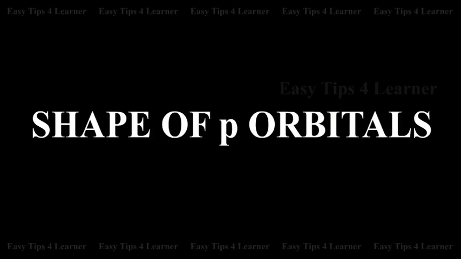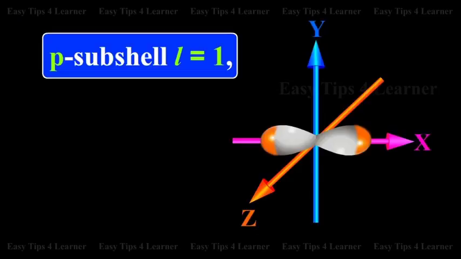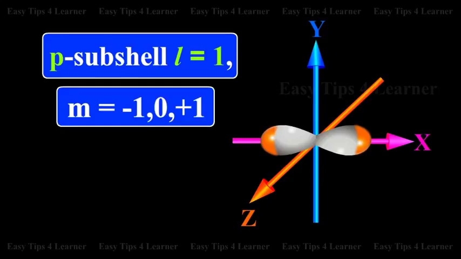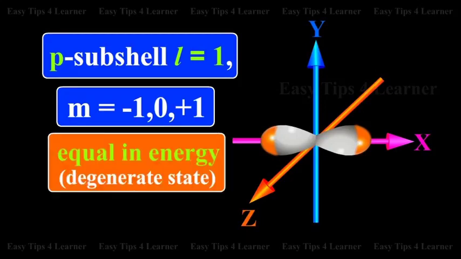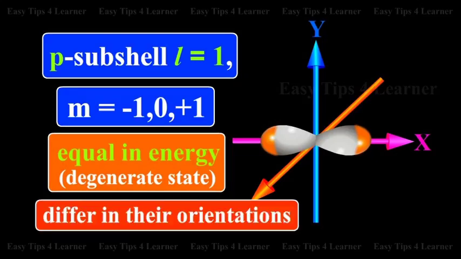Shape of p orbitals. For p subshell, l is equal to 1. There are 3 values of m, namely -1, 0, +1. It means that p orbitals can have 3 possible orientations. These 3 p orbitals are equal in energy, that is, degenerate, but differ in their orientations.